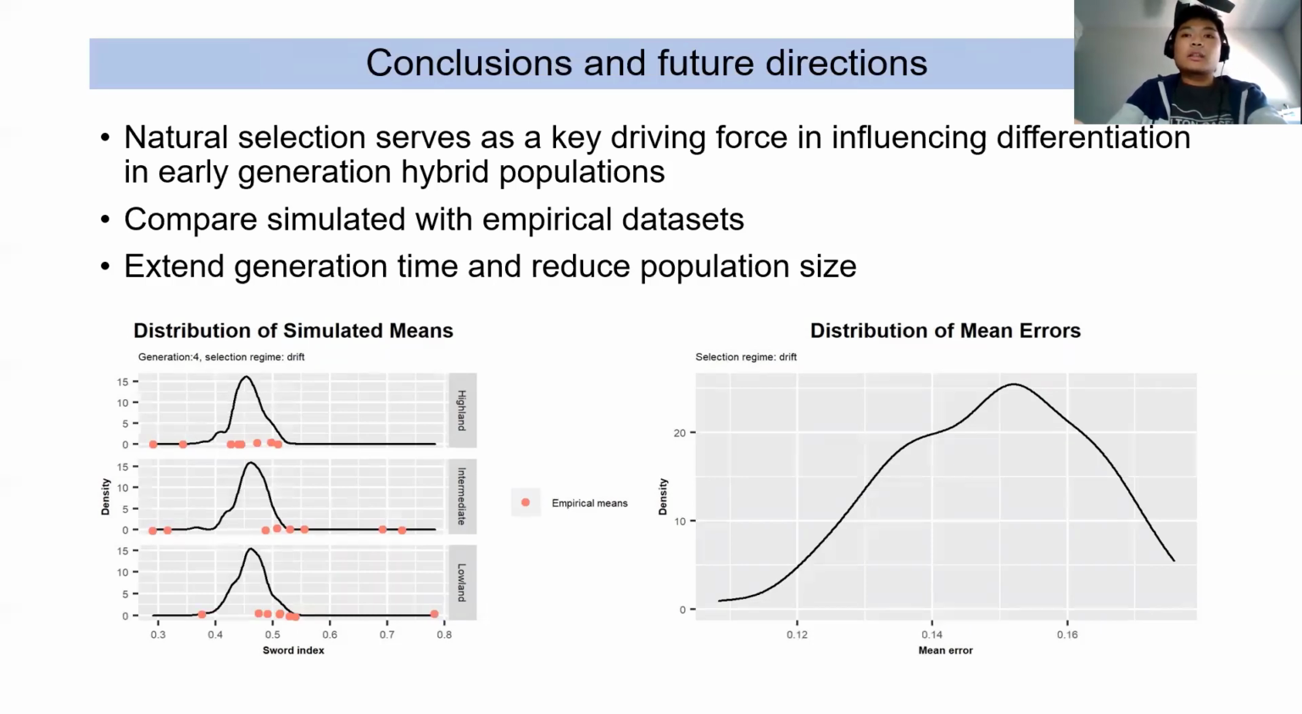Based on the high level of differentiation associated with natural selection and an apparent lack of significant trends associated with sexual selection, we identified the former as being a key driving force in the differentiation across our early generation hybrid populations. Our next goal is to compare these simulated data sets against our empirical data sets, which has actually already been done, but unfortunately I don't have enough time to go over those results in this presentation. Additionally, we also plan to run those baseline parameter combinations for extended generation time, as well as with reduced population sizes.